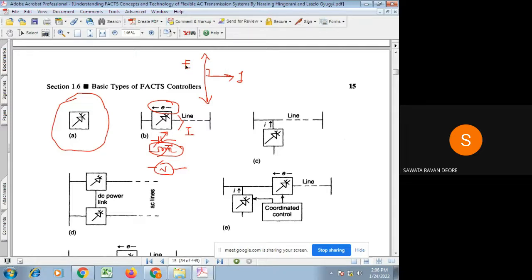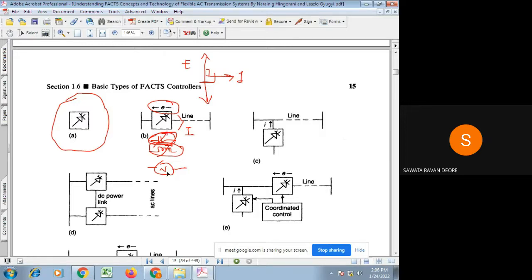If this E is 90 degrees lagging the current, it means that your current I is leading the E by 90 degrees. It is like some capacitor is connected in series with the transmission line. And it means that it is injecting reactive power into the transmission line. That is, the FACTS controller is now injecting reactive power into the transmission line, as long as that injected E is in quadrature with the I.